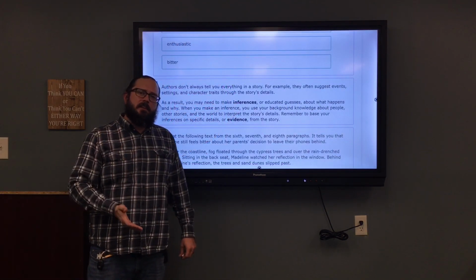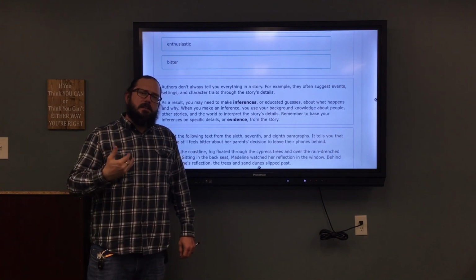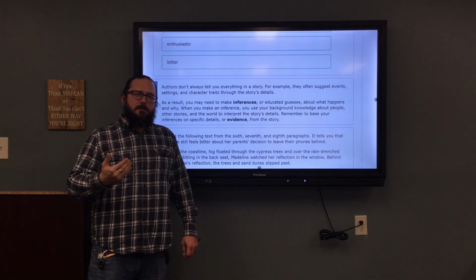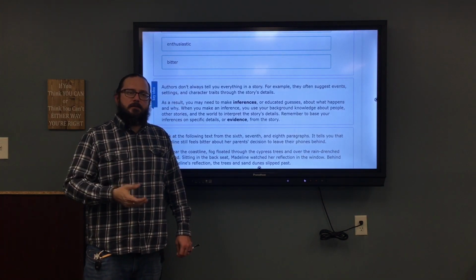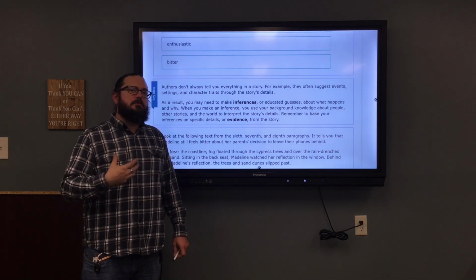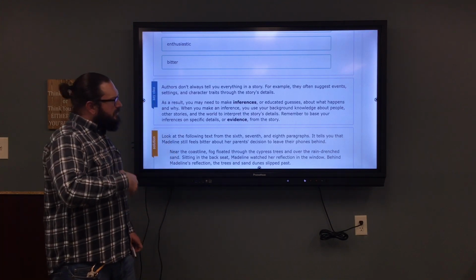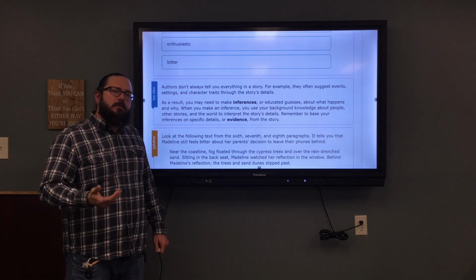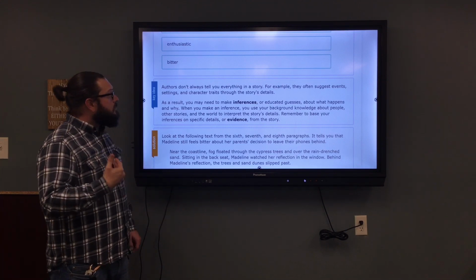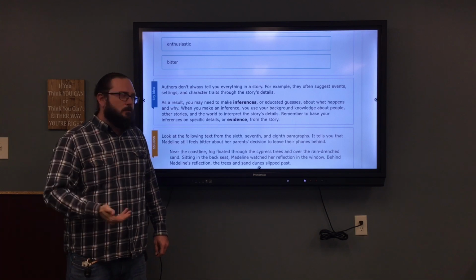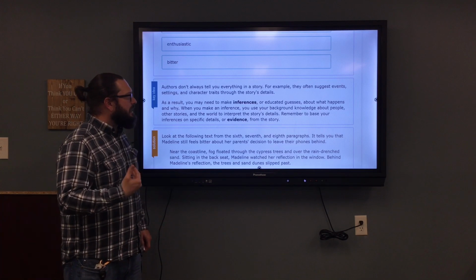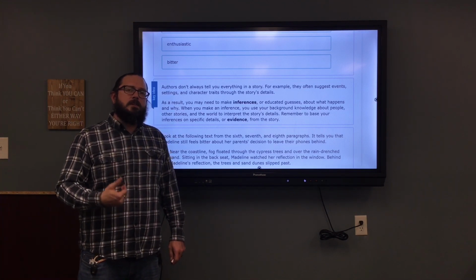Before we get started with an example, let's refresh a little bit and define some of the terms that we need to know in order to effectively identify supporting details and understand what we mean when we say that we are using details to support inferences. So to start off with, we need to remember that, for example, in literary texts, the authors are not always going to tell you everything. They may suggest events, settings, or even character traits through the story's details.